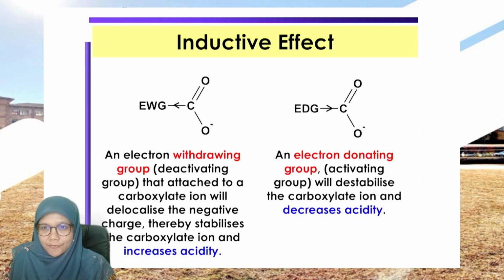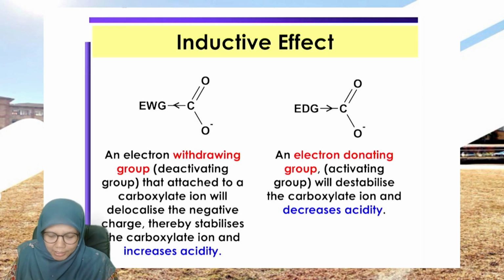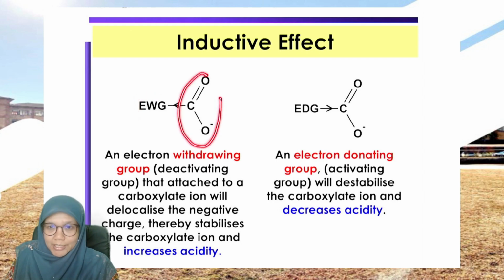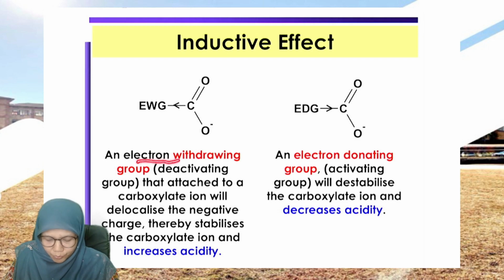Okay, kita lihat inductive effect ada dua. Satu, kalau ada EWG iaitu electron withdrawing group, dan satu lagi kalau ada electron donating group ataupun kita panggil EDG. Kalau ada EWG bonded to carboxyl group, kita lihat apakah yang akan berlaku. Electron withdrawing group ataupun deactivating group, EWG adalah deactivators, that attached to a carboxylate ion will delocalize the negative charge, thereby stabilize the carboxylate ion and increase acidity.